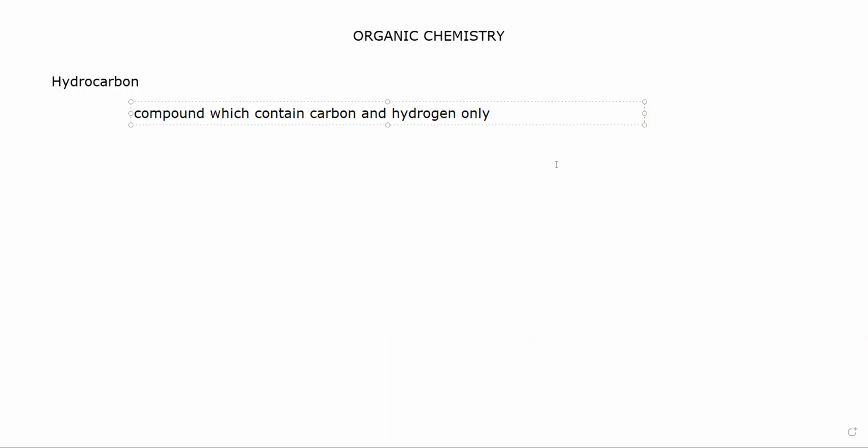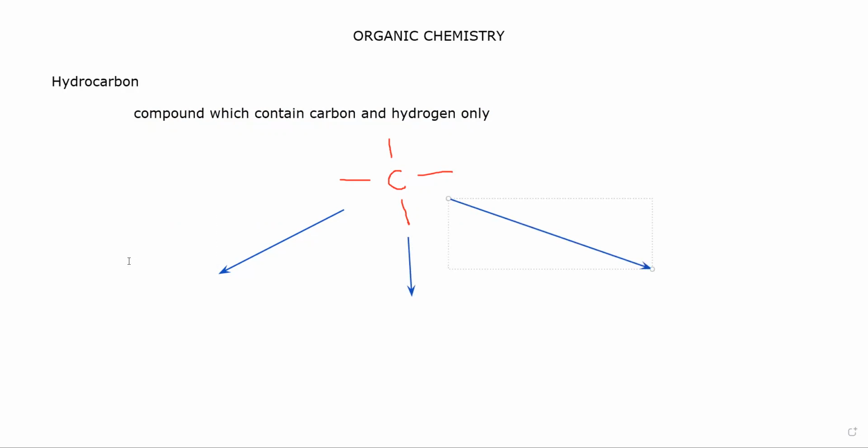So hydrocarbon means the compound which contains carbon and hydrogen. As we know, carbon belongs to group 4. So how many bonds can carbon form? Maximum, carbon can form 4 bonds. Because of this, the hydrocarbons are divided into 3 main classes. What are the 3 main classes of hydrocarbon? One is called alkane, another one is alkene, and the third one is alkyne. So alkane, alkene, and alkyne.